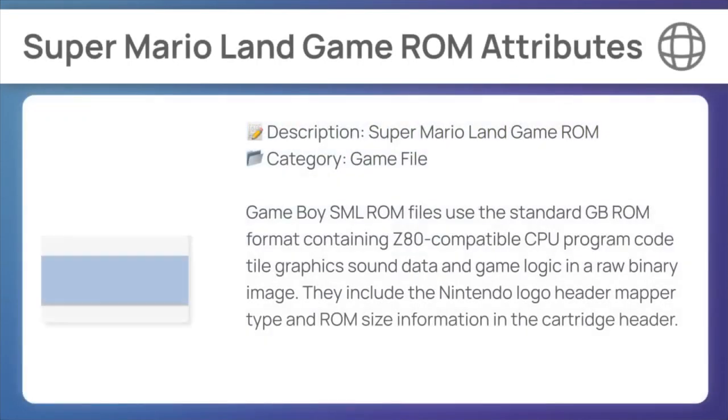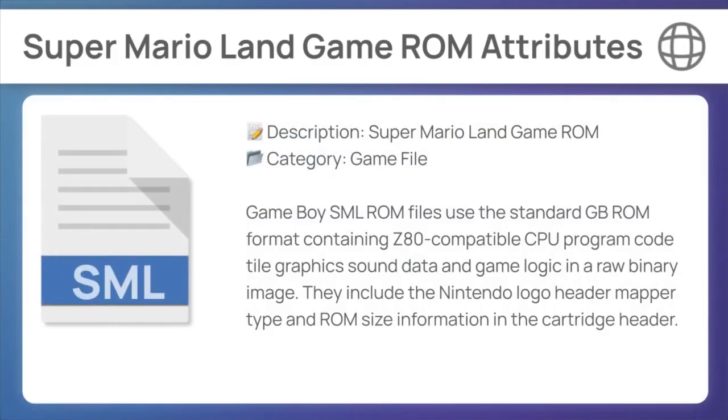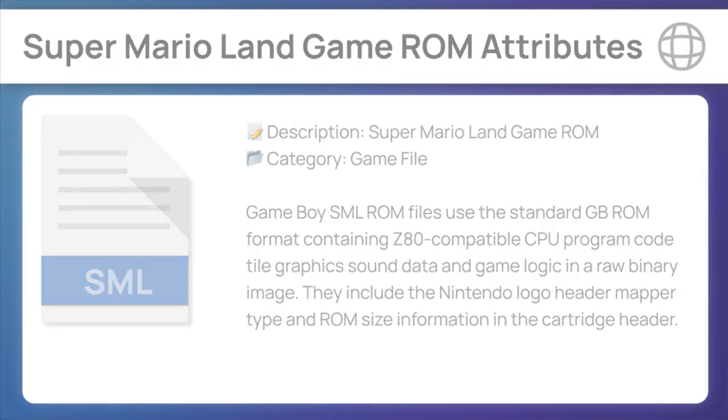Game Boy SML ROM files use the standard GB ROM format, containing Z80-compatible CPU program code, tile graphics, sound data, and game logic in a raw binary image. They include the Nintendo logo header, mapper type, and ROM size information in the cartridge header.